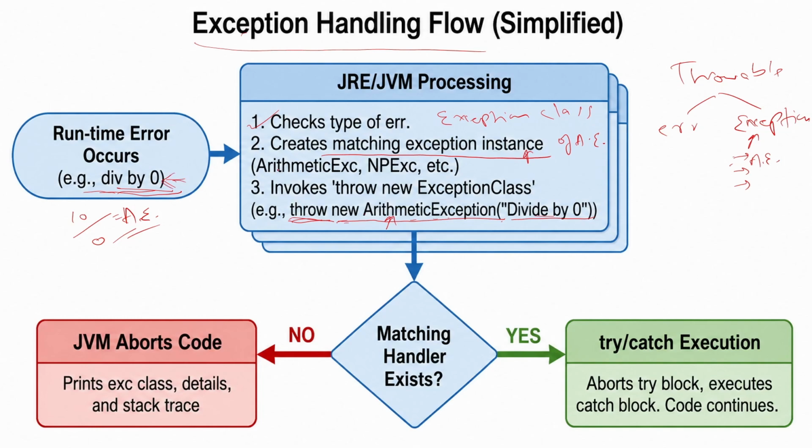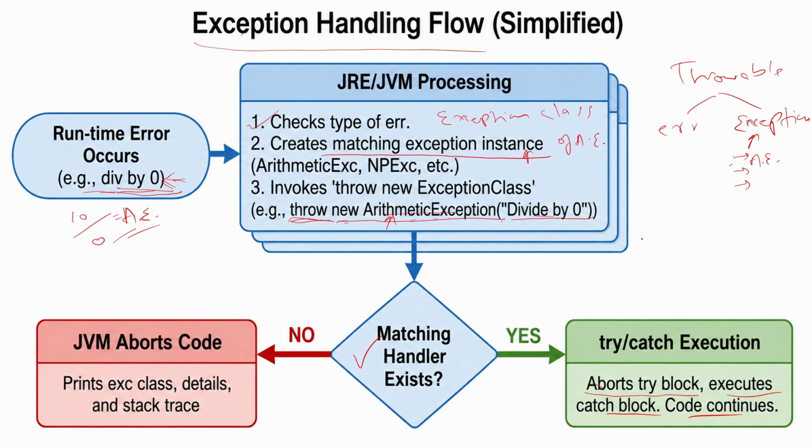Okay, so how will it happen? After throwing this exception, it will check whether in the code we have provided the handling or not. If we have provided exception handling, let's say a try and catch block, then it will abort the try block and execute the catch block, and the code continues.